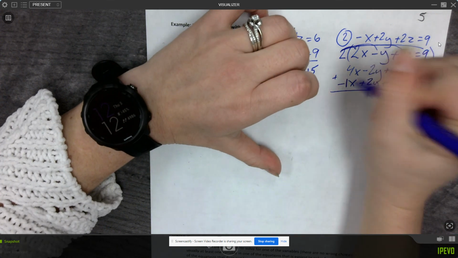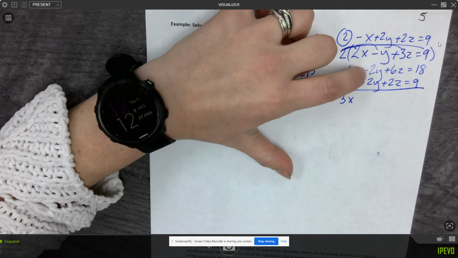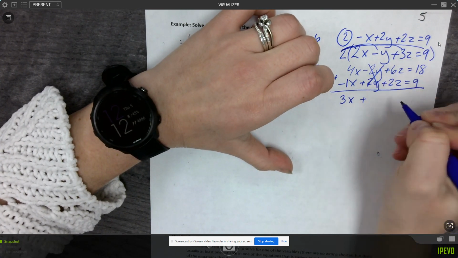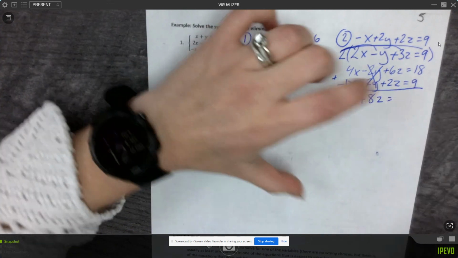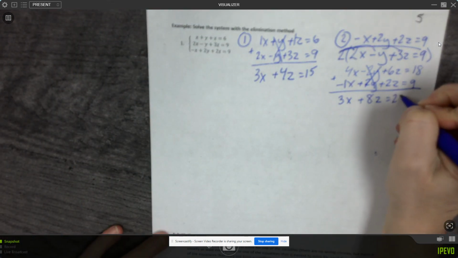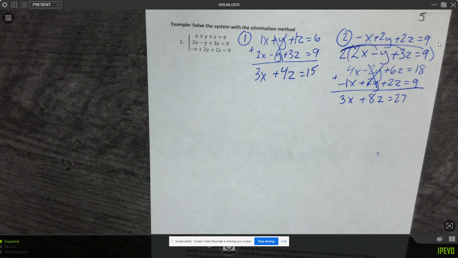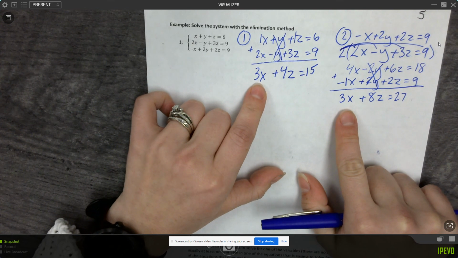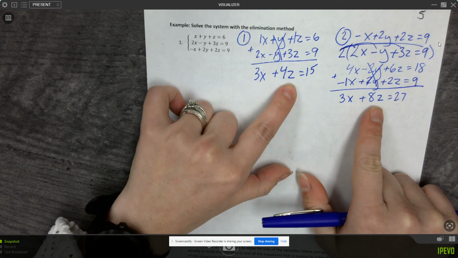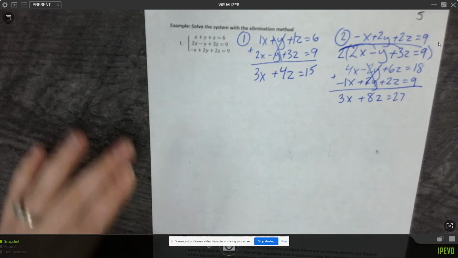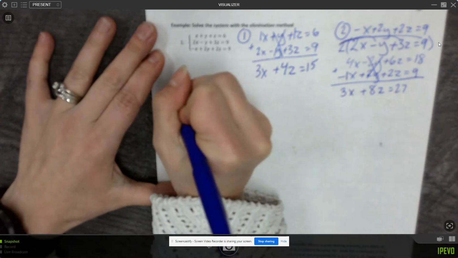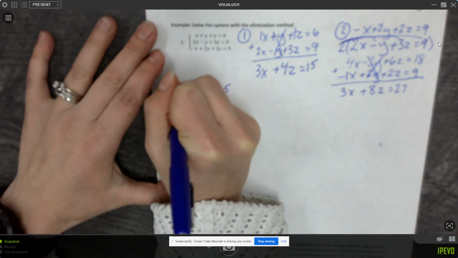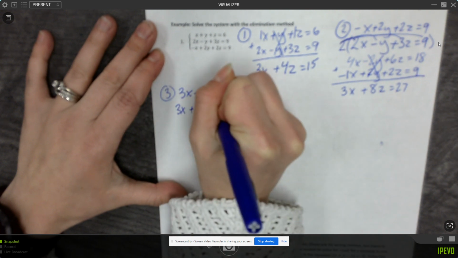4 plus negative 1 is 3x. Negative 2 plus 2 is eliminated. 6 plus 2 is 8z. And 18 plus 9 is 27. Now I look. I am supposed to have two equations with the same two variables, x and z. Perfect. Okay. Step 3. Take those equations, 3x plus 4z equals 15, and 3x plus 8z equals 27.